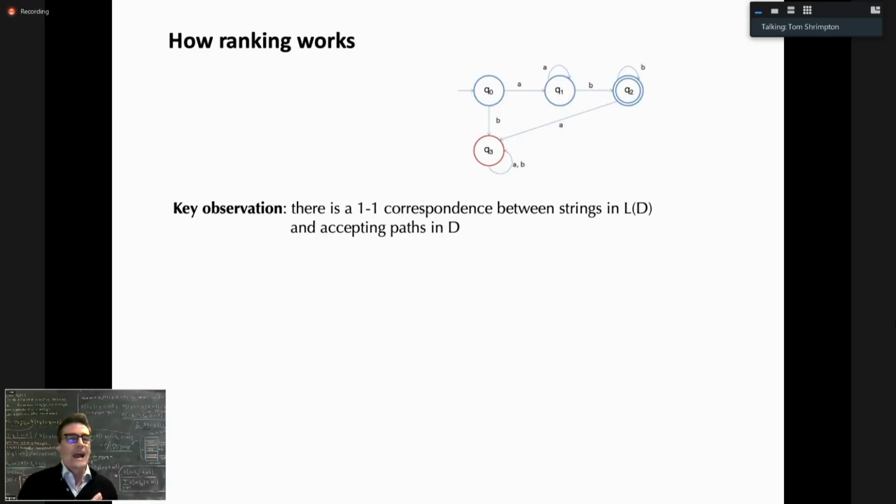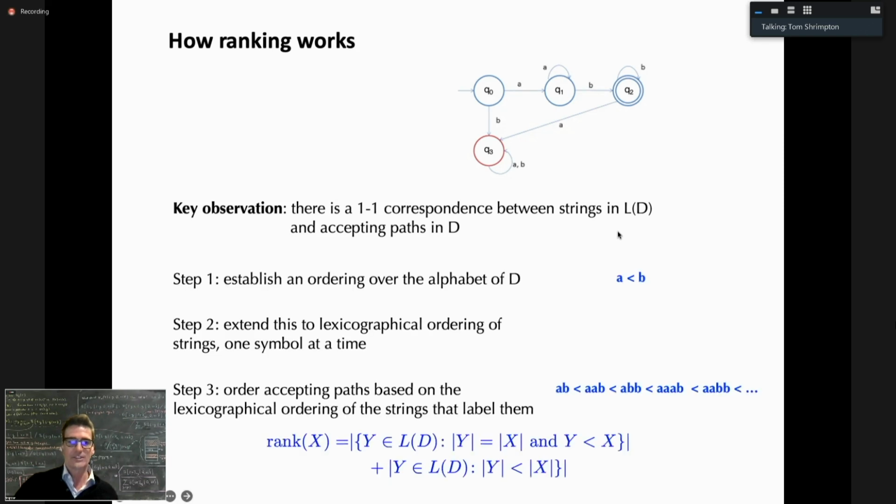Okay. So how does this work? I told you these things exist, but how does it work? The key observation here is that if you take a finite automata, DFA, there is a one-to-one correspondence between strings that are in the language and accepting paths for the DFA. So here's a very simple DFA. This is your start state, Q0. This is your only accept state, Q2. And there's a one-to-one correspondence between strings that are in the language and the labelings of paths between the start state and the accept state. That's the key observation here.